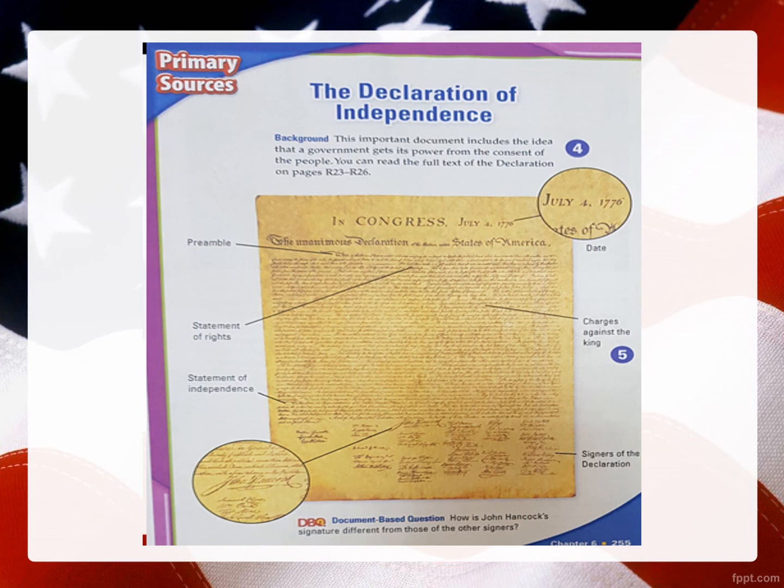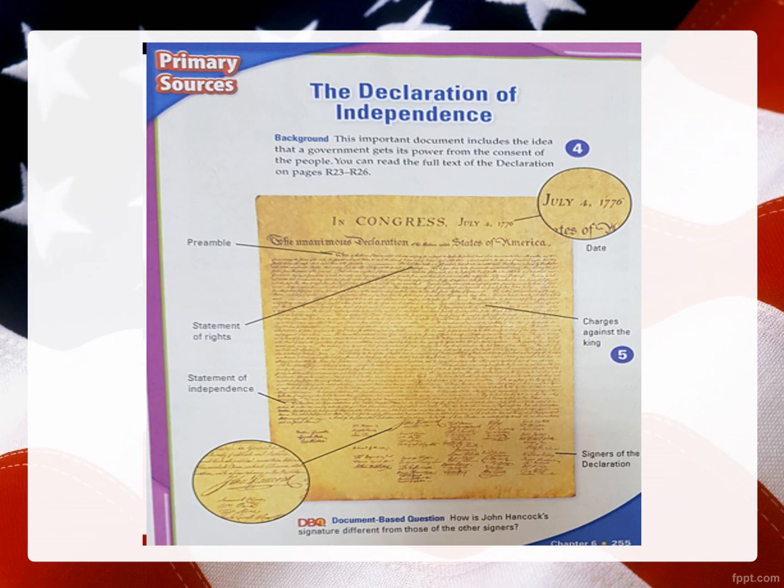Now, grade 5, look at this document. This is the Declaration of Independence. This important document includes the idea that a government gets its power from the consent of the people. But I would like to tell you that the signers of the Declaration were taking a great risk. They knew that the British government would view such action as treason, or action against the government, which was punishable by death.